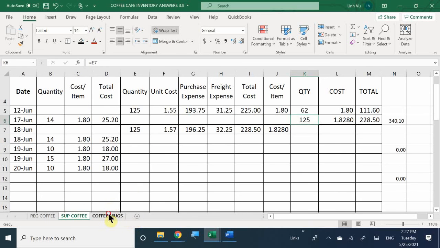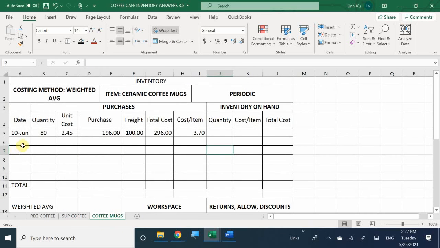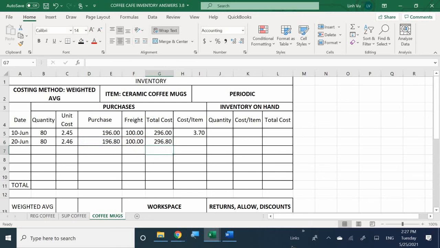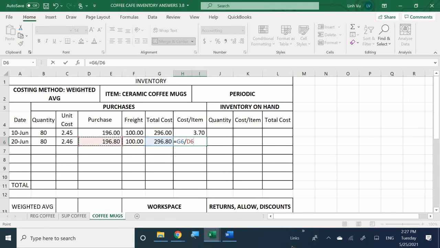Coffee mugs. How many mugs did we buy? 80 at 2.46 each. Purchase was 196.80. Freight 100. Total cost 296.80. Cost per item of 3.71.